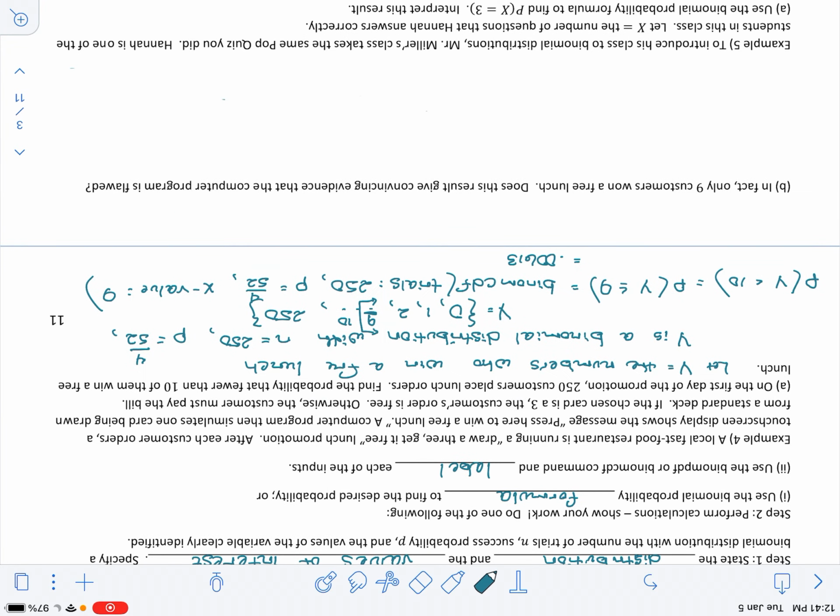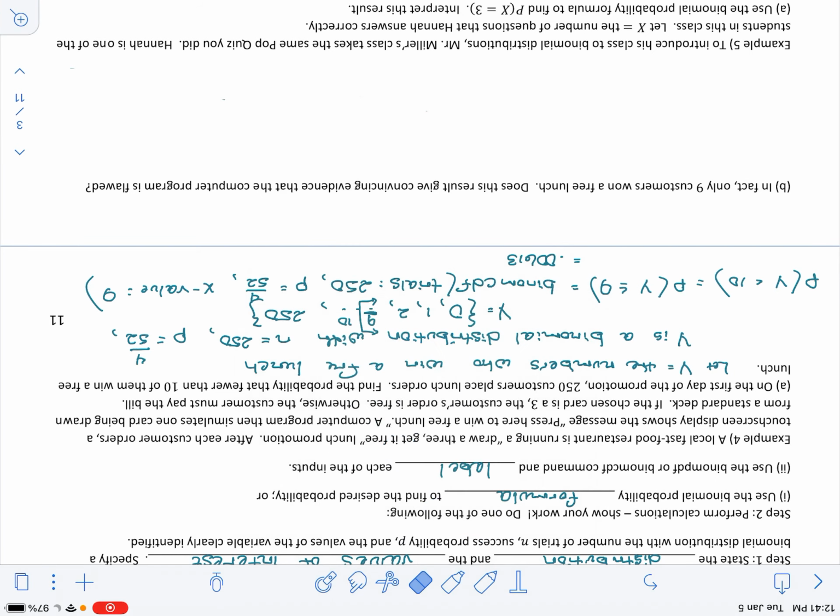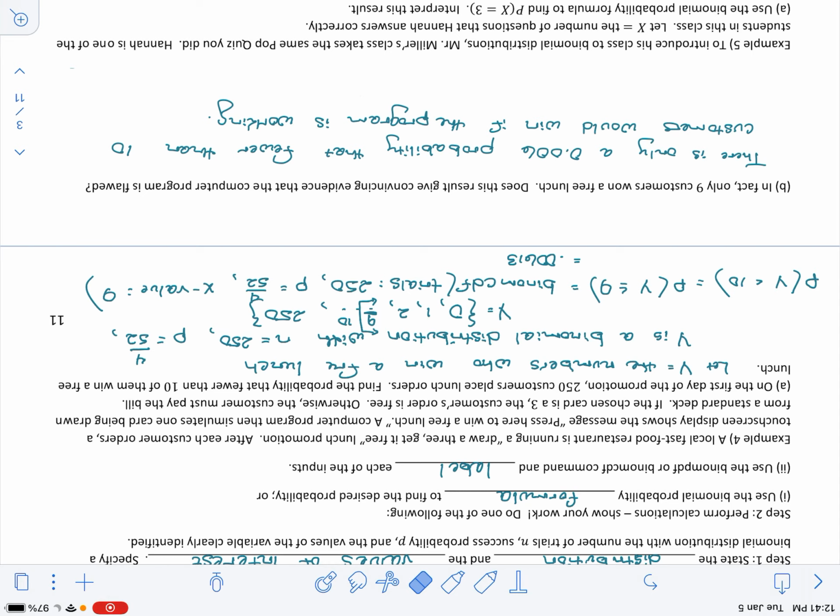So on page 12, oh, hey, turns out only 9 customers won a free lunch. So something less than 10 happened. We can use these results to kind of interpret how likely this should be. So does this give convincing evidence that the computer program is flawed? Now you're probably going to want to pause to write some of this down because I already wrote mine down. But there is a very small probability that fewer than 10 customers should win, assuming the program is working.